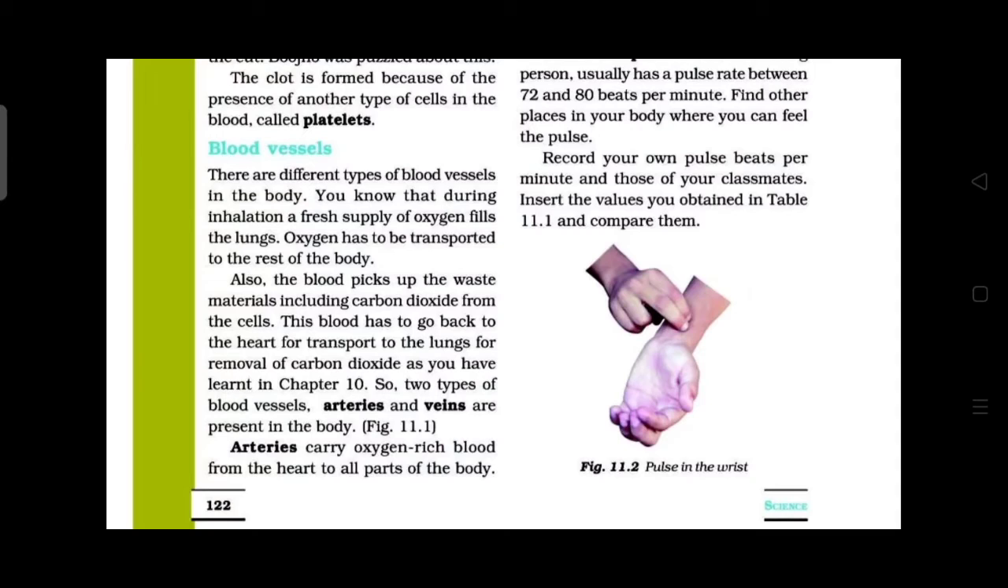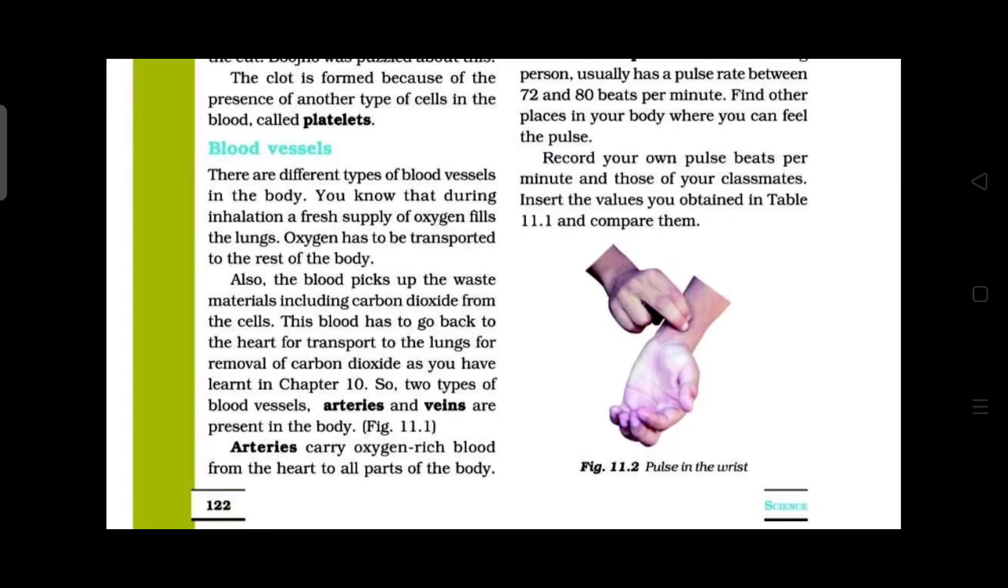Now blood vessels are also of two types. What are they? Arteries and veins are present in our body. First we study arteries. What is meant by arteries? They carry oxygen rich blood from the heart to all parts of the body.